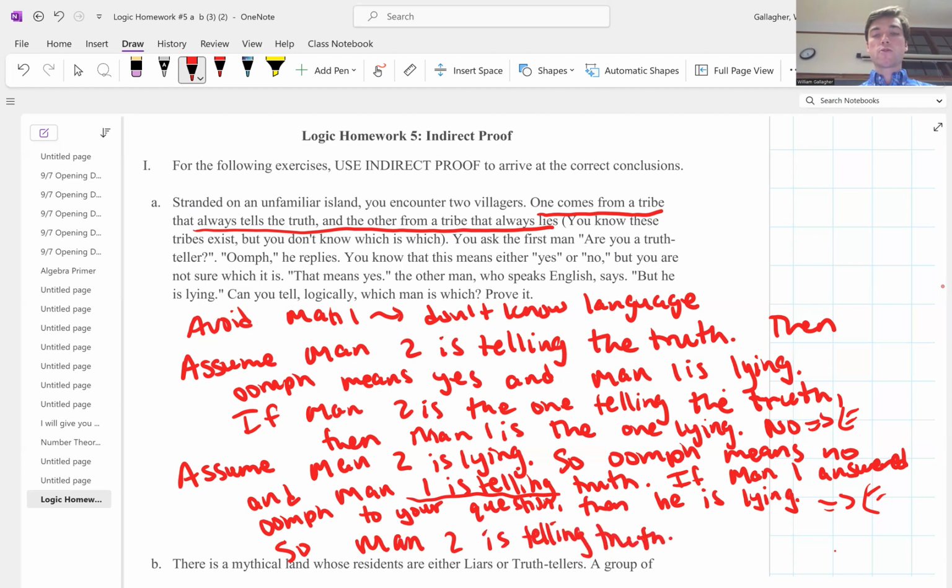And if man two is telling the truth and there's one of each, right? So there's one of each. So man one is lying. Okay, so the nice thing there is once you get your contradiction, you can use that information to solve.